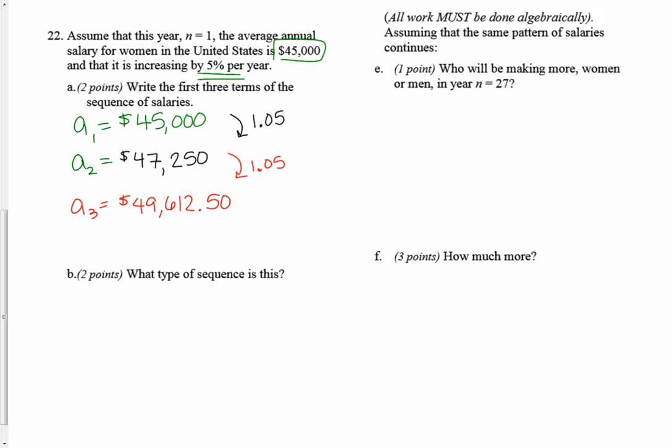Part B asks, what type of sequence is this? And we should recognize, since we're always multiplying by the same number, that this is a geometric sequence with a common ratio of 1.05.